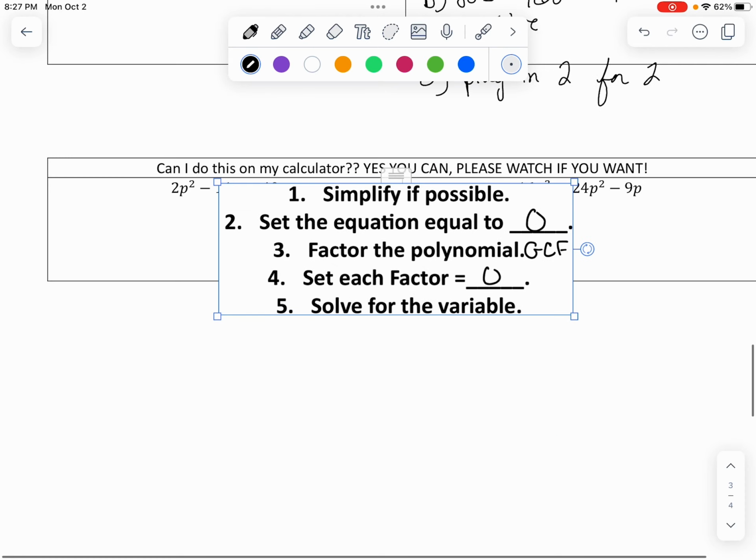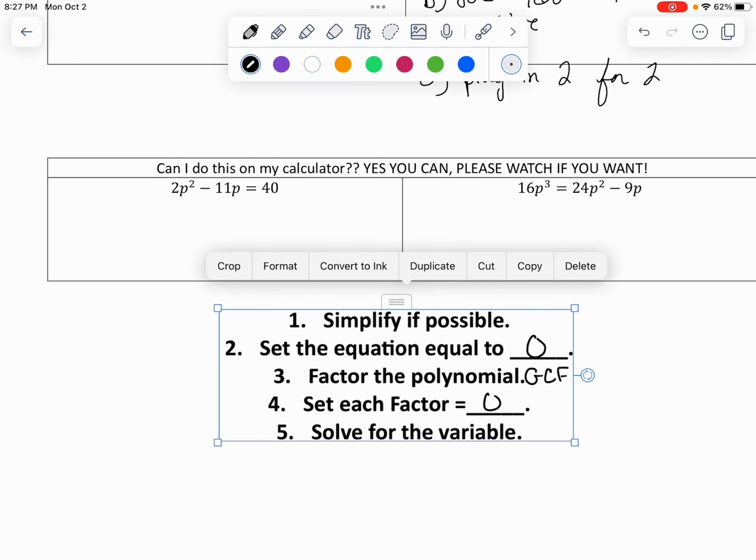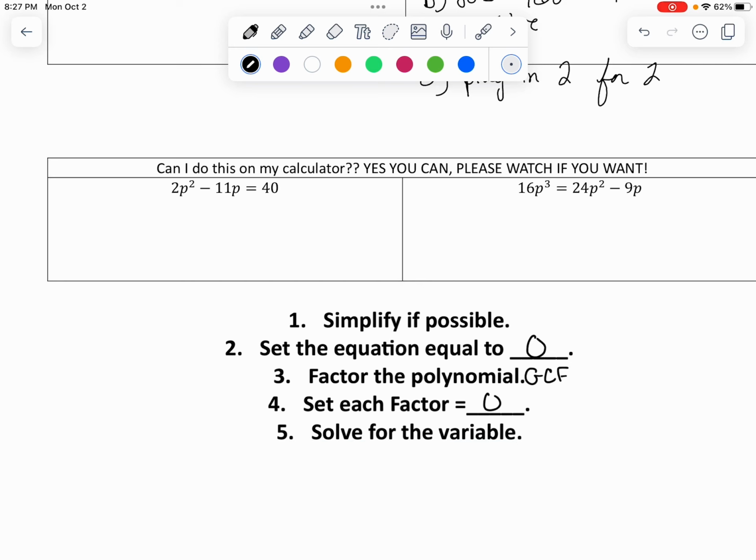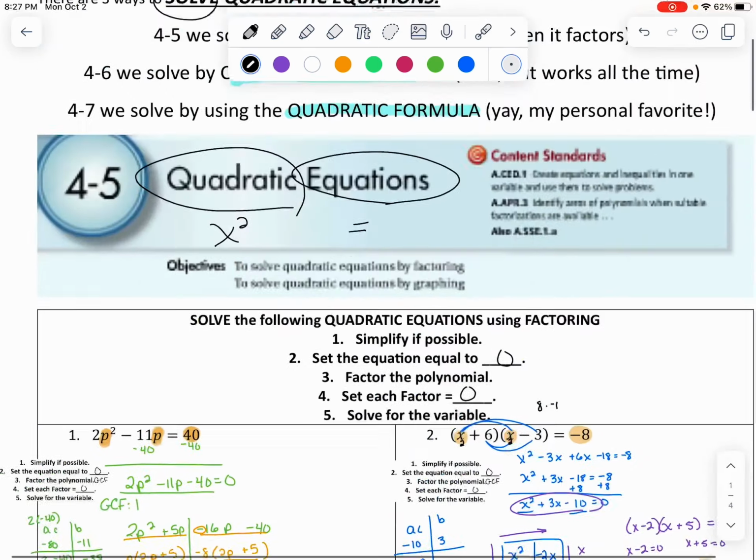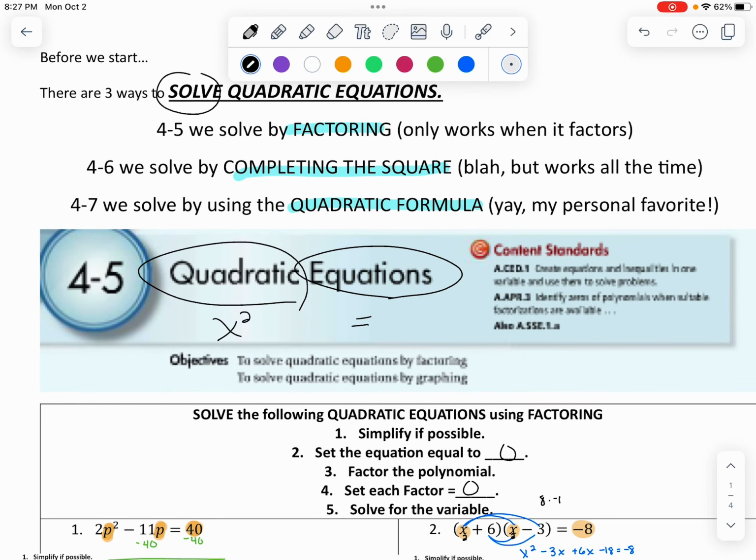So our goal was to solve quadratics using, what was the method? Not completing the square. It's called factoring. So we solved by factoring today. Tomorrow we'll complete the square. Not all problems factor.